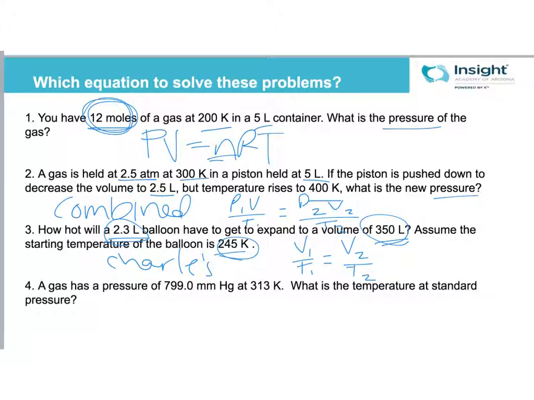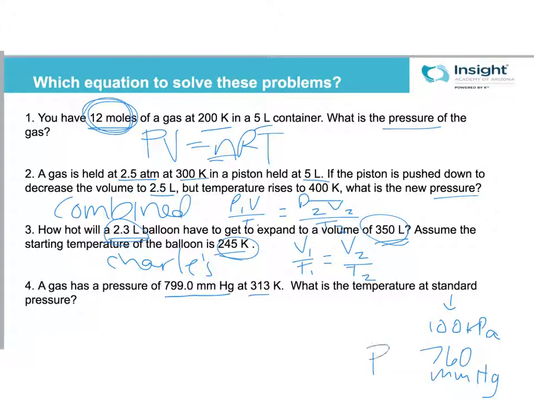And last one, a gas has a pressure of 799 millimeters of mercury at 313 Kelvin. What's the temperature at standard temperature and pressure? If you need to, write it out. Standard pressure is one we know. That's going to be 100 kPa. And I apologize, that is 760 millimeters of mercury. You would be given that if this was a problem you had to do.